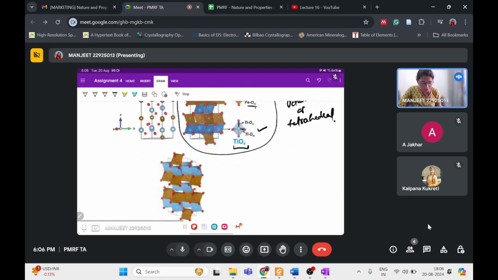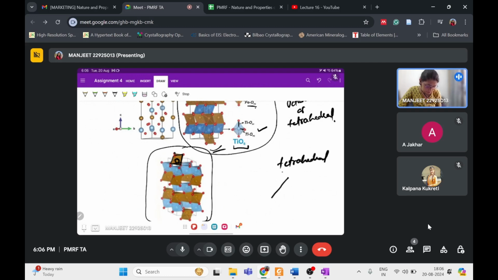If I rotate this same crystal, you can find out how many oxygen this Fe is connected to, and what kind of position it is. These oxygen are in one plane, and these two oxygen are in the outer plane. Basically, in the tetrahedral one, we have this structure. This is the tetrahedral one.